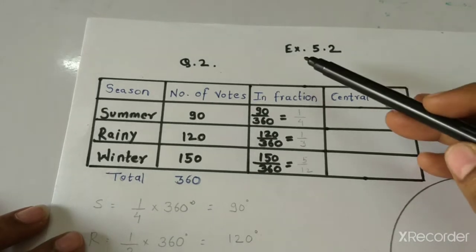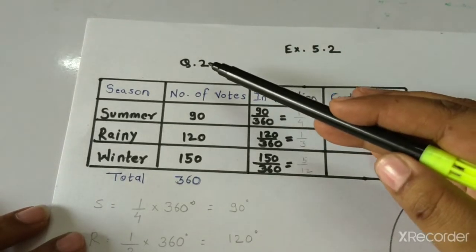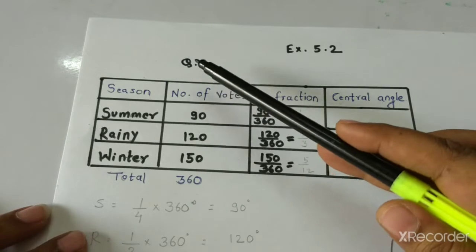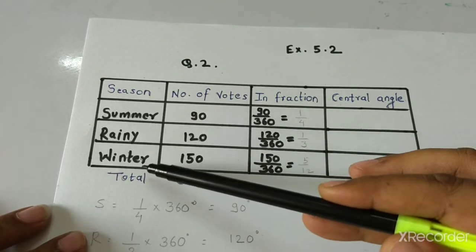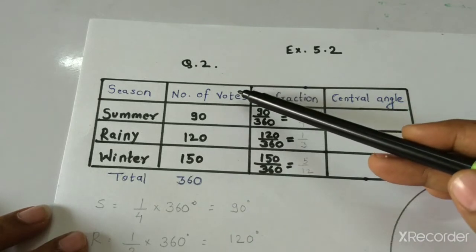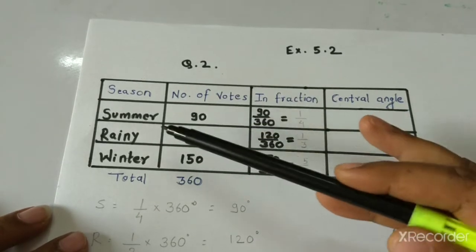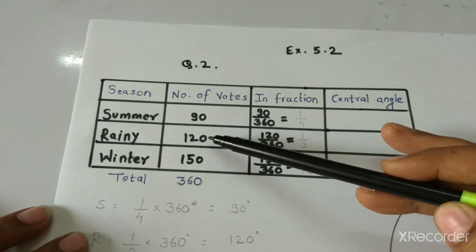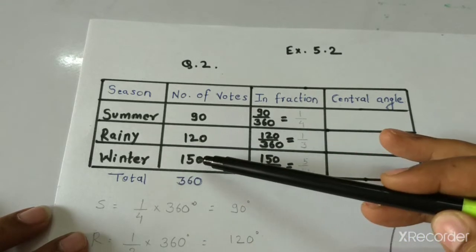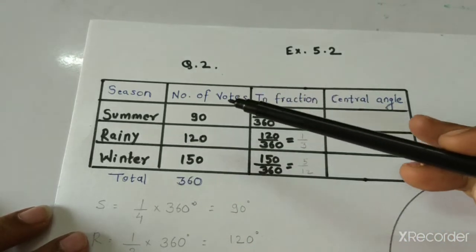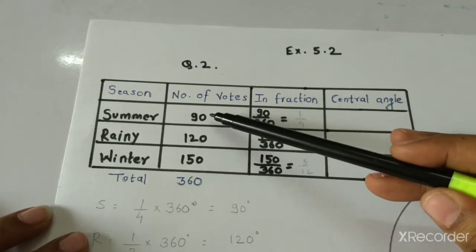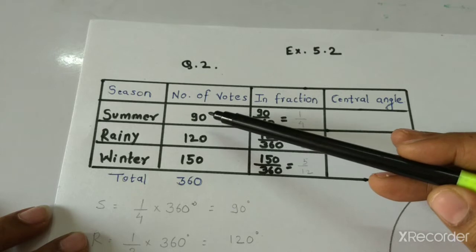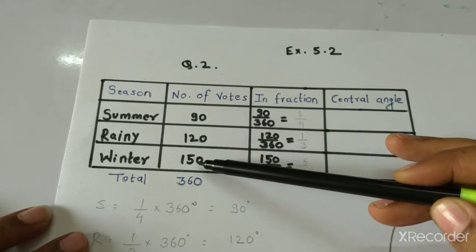This is exercise 5.2, question number 2, and data was given to you, that is seasons, right? 3 seasons are given to you, summer, rainy and winter, and number of votes are given. In summer there were 90 votes, rainy season there were 120 votes, and winter there were 150 votes. Now children, look at these numbers. This is not a percentage, right? These are the number of votes. So first of all, we will calculate the total number of votes.